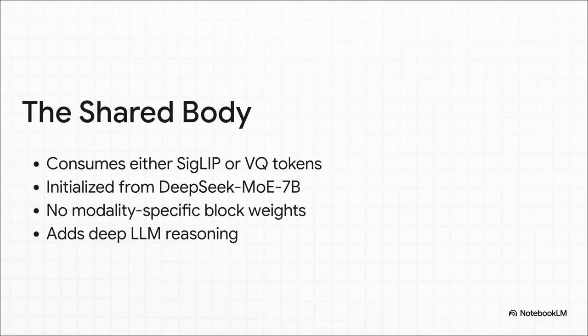But the true magic, that's all happening in the shared transformer body. This shared sequence processor consumes either the SigLIP vectors or the VQ tokens, and there are no modality-specific weights per block. What's really fascinating is that Janus-Pro initializes this body from a pre-trained large language model, DeepSeek MoE 7B specifically. It acts almost like a massive digestive system, easily absorbing the switching between the two encoders and applying deep, inherent LLM reasoning to the unified sequence. It's a massive, massive advantage over models built entirely from scratch.